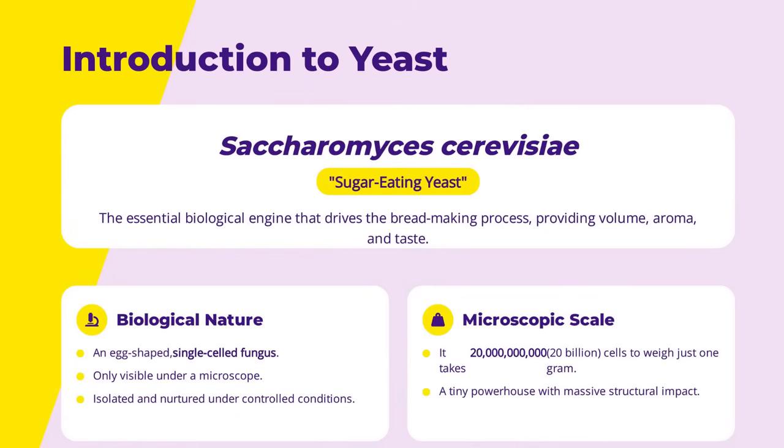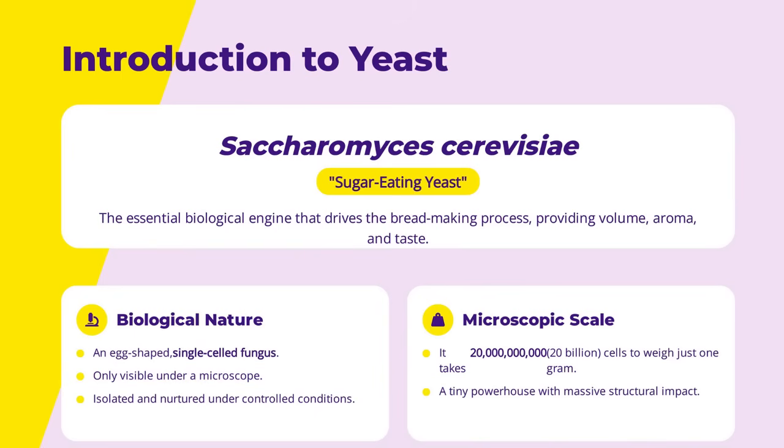Now that we have understood the major ingredients used in bakery products, let us move to one of the most important biological ingredients in bread making, yeast. The scientific name of baker's yeast is Saccharomyces cerevisiae, which literally means sugar-eating yeast. It is the essential biological engine that drives the bread-making process by producing volume, aroma, and taste.